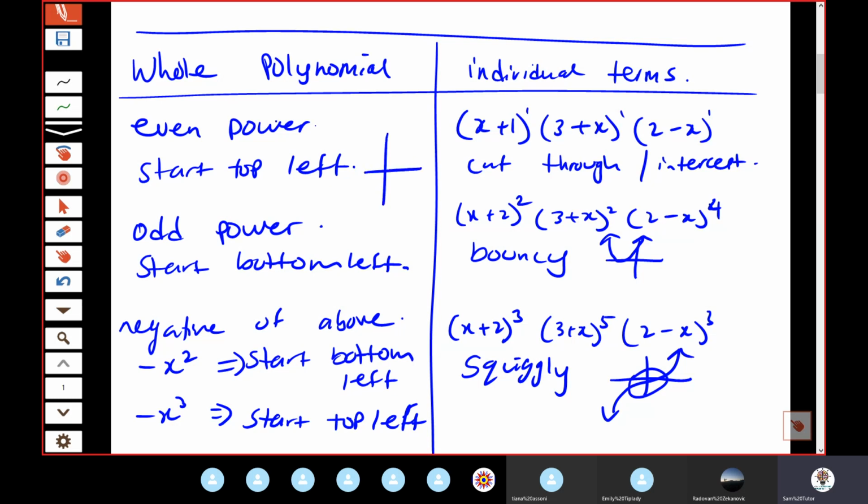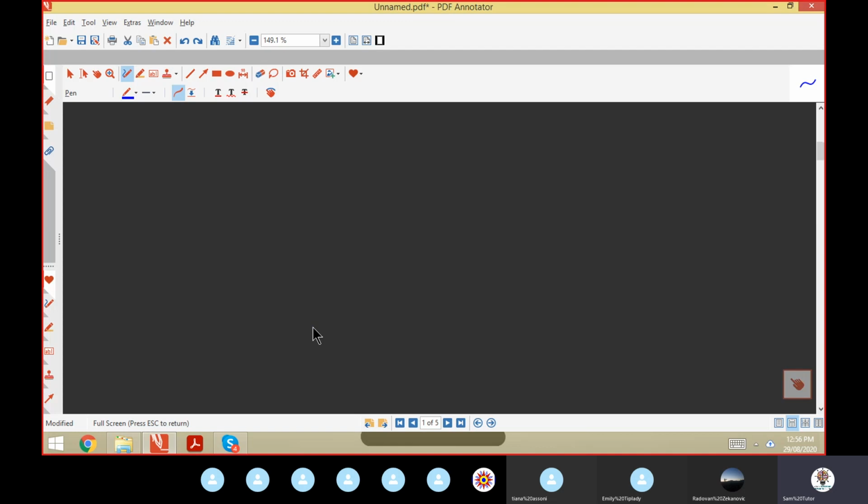So if it was x squared, where do you start from? Top left. You're going to start up here. If it's an odd power, where do we start from? Bottom left. Positive even powers, you start here. But if it's a negative even power, you're not meant to start at top left. You're going to start at bottom left, and vice versa. If it's negative odd, you start at the top left. So take all of that into account.